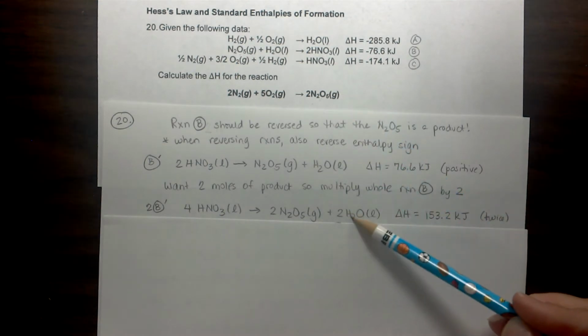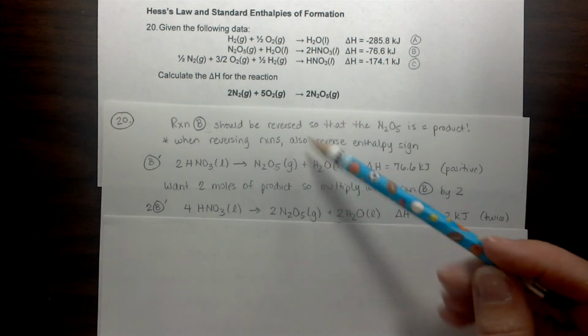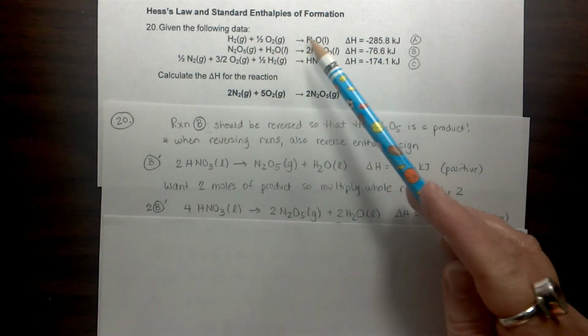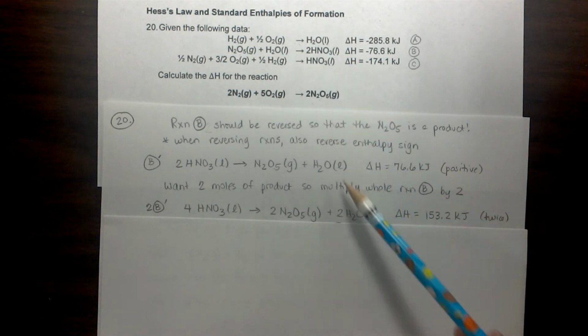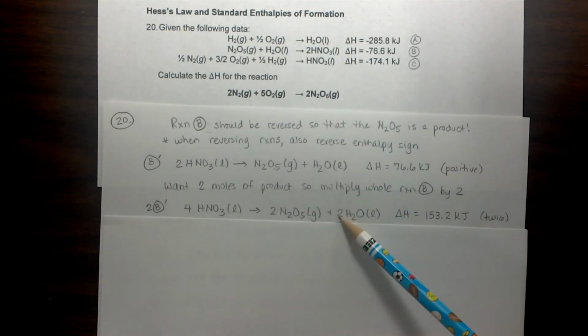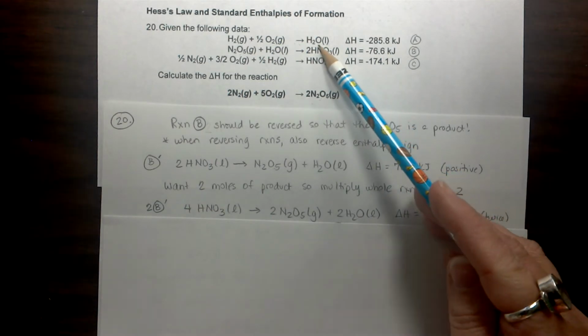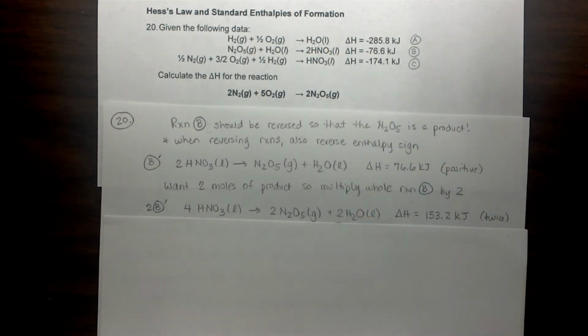But now I've got to get rid of this water. See, this water is a product, so that means that I need to be able to use one of the other reactions to get rid of water. Well, the only other reaction that has water in it is reaction A. So I want to get reaction A to cancel out this water so it'll go away because I don't have water in my final product. So here I have 1 mole of water on the product side, and here I have 2 moles. Well, I want to get rid of the 2 moles.